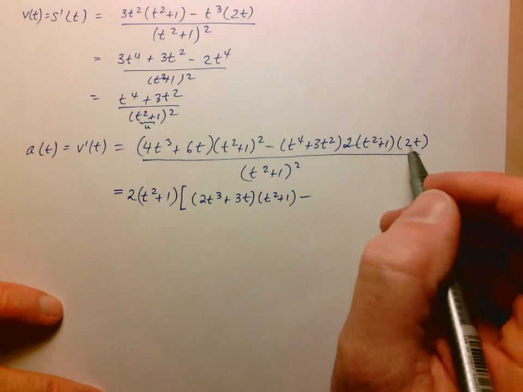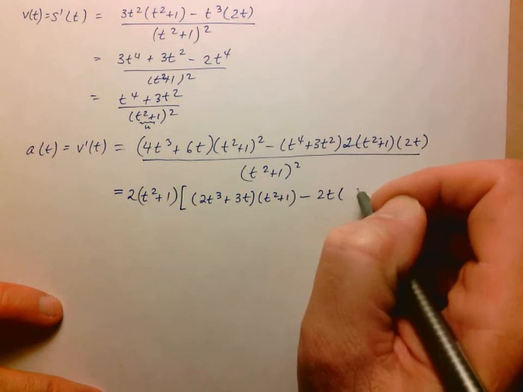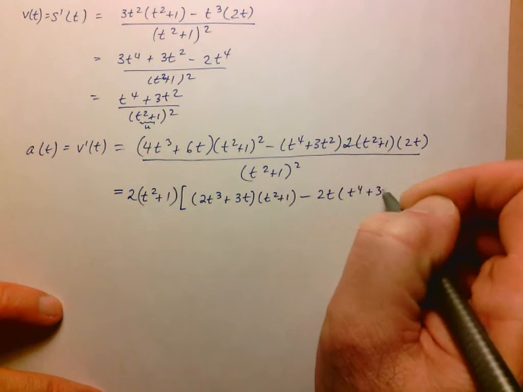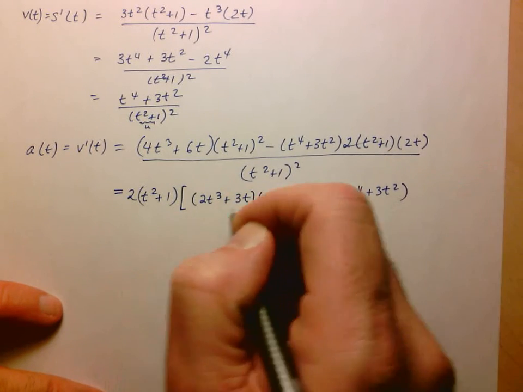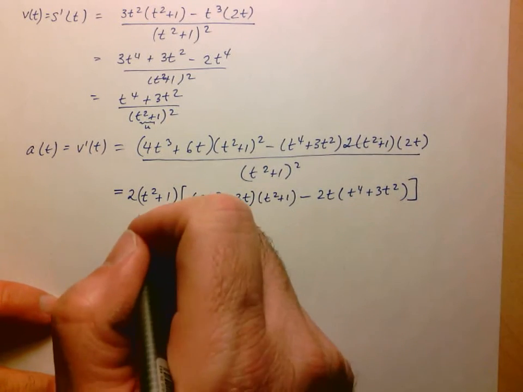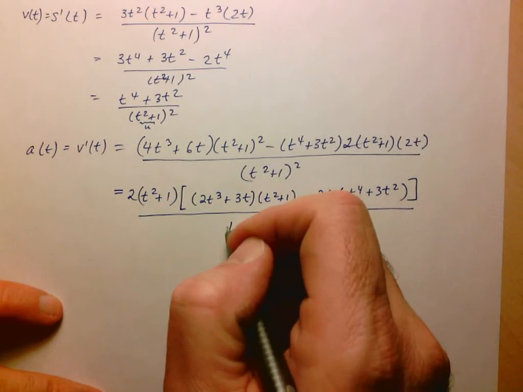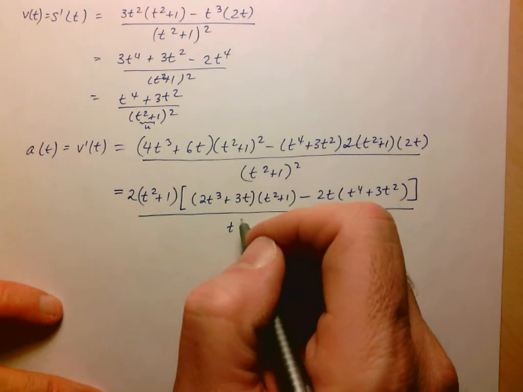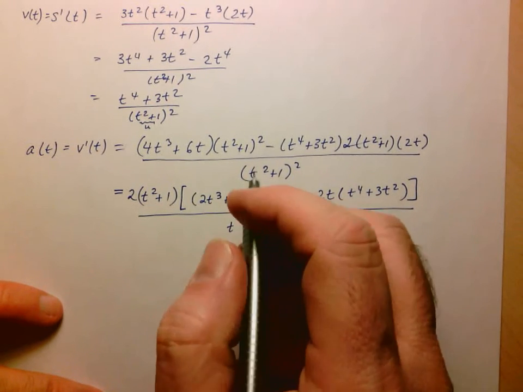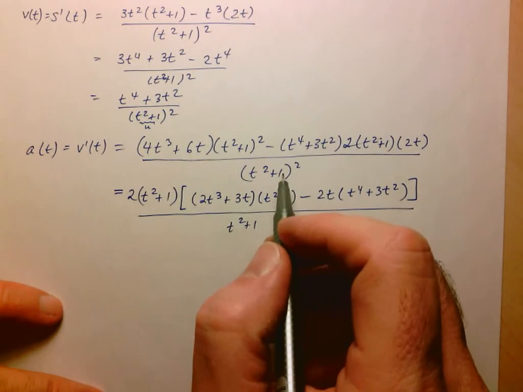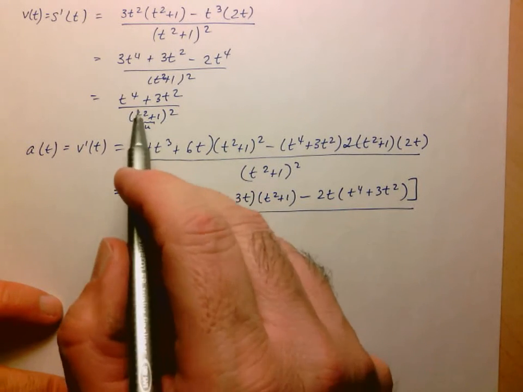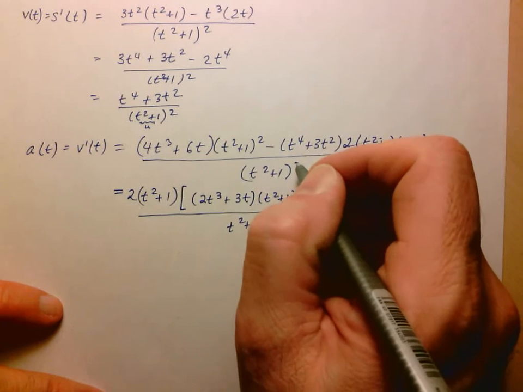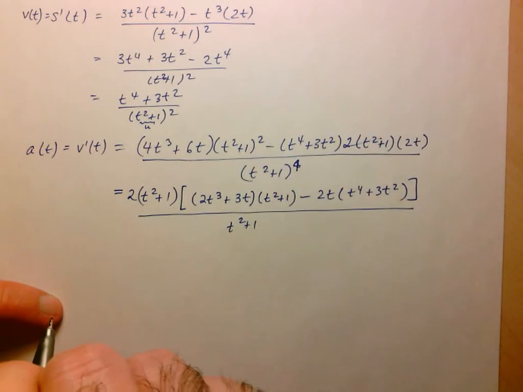Okay, so what I'm left with here is I'll put the 2t in front times t to the 4th plus 3t squared. Okay, still not the nicest thing in the world, but a heck of a lot nicer than had I not factored out the t squared plus 1. And here I just noticed I made a little mistake, because it's the denominator squared. So since it was already squared, this should be exponent 4.